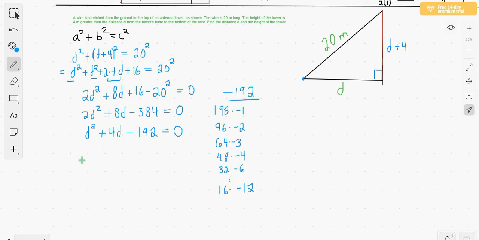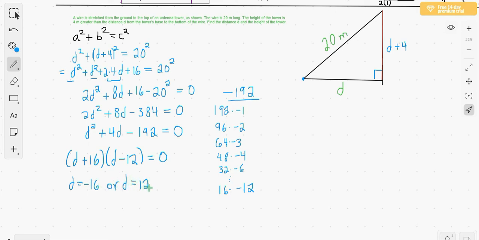So now I can just write this as d plus 16 times d minus 12 is equal to 0. And when we solve this equation, remember the zero product principle says that in order to multiply two numbers together to give us 0, one of the two numbers, or both, must be 0. So we would have d is equal to minus 16, or d is equal to 12.